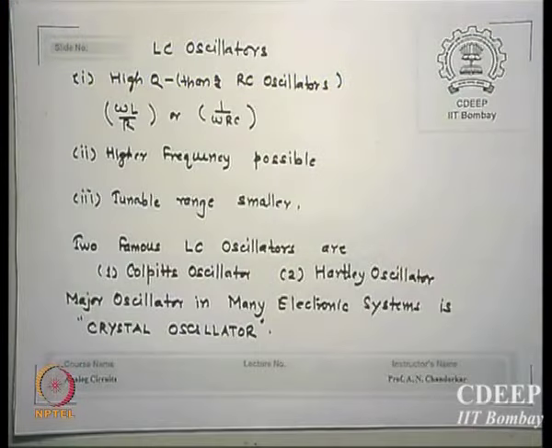So, we are always thinking R and R and R, so why not look for something else? Okay. So, we say we can use an inductor-capacitor combination to realize an oscillator, and these are called LC oscillators. There are a few things which are relevant to them. Compared to RC oscillators, LC oscillators have higher Q.